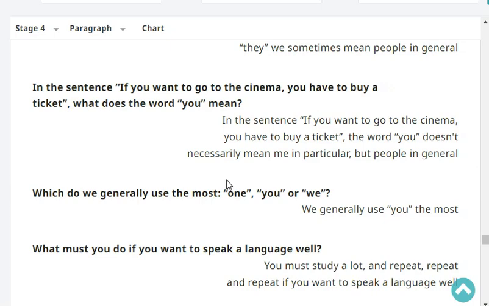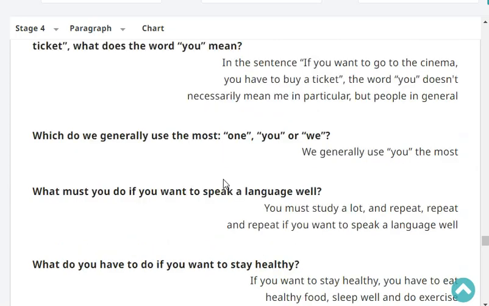In the sentence, if you want to go to the cinema, you have to buy a ticket, the word you doesn't mean me in particular, but people in general. Which do we generally use the most? One, you, or we? We generally use you the most.